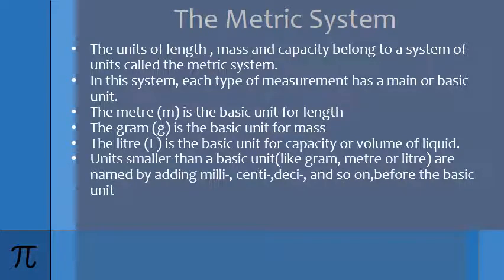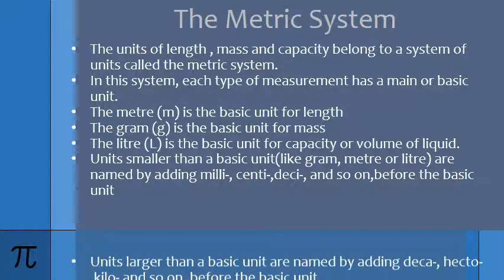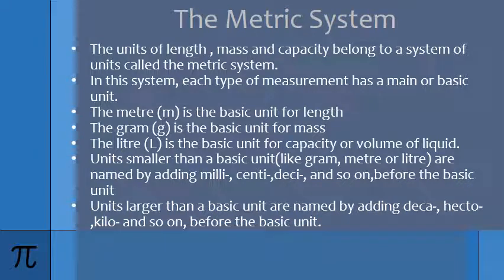Units smaller than a basic unit, that is gram, meter or liter, are named by adding milli, centi, deci and so on before the basic unit. Units larger than a basic unit are named by adding deca, hecto, kilo and so on before the basic unit.